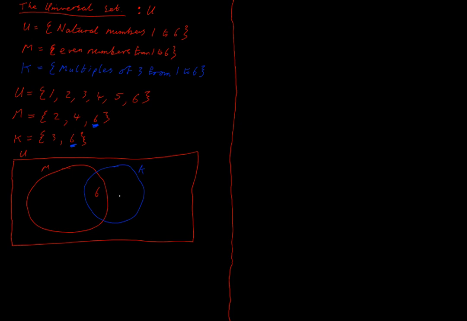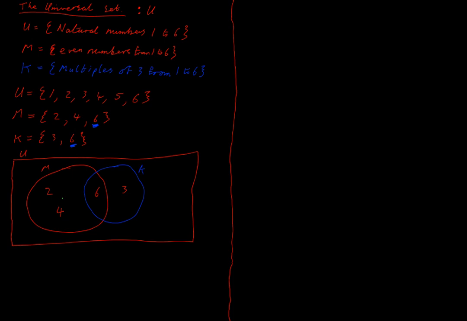Now I'm going to fill in what is only in K. So I can see that K has 3 and 6 in it. I already have 6 written in this part of the circle, so now I need to write in 3 in the part of the circle that only involves K, because 3 isn't in M, so it can't go in the intersection part. So now I have K totally filled in. I have 3 and 6 inside the blue circle, and 6 is also inside the red circle M. So now let's finish off what's in M. I have 2 and I have 4.